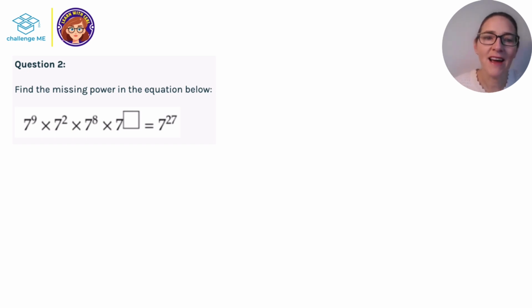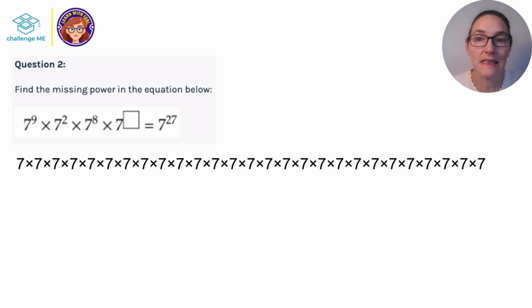7 to the power 9 multiplied by 7 squared multiplied by 7 to the power 8 multiplied by 7 to the power something else is 7 to the power 27. 7 to the power 27, guys, actually looks like this. Right, so 7 to the power 9 is this first chunk of 9 there. And then 7 squared. And then 7 to the power 8. So that leaves this bit here for our answer.